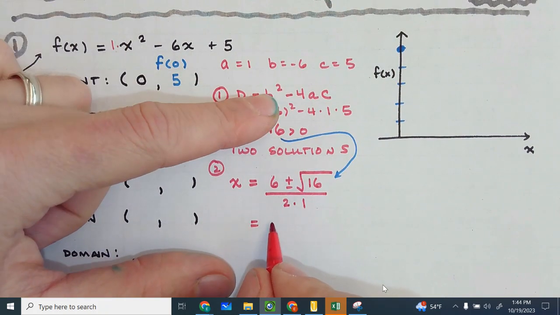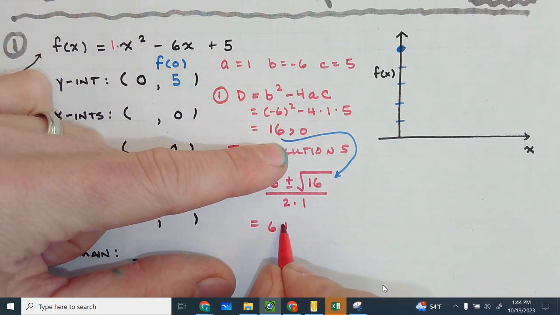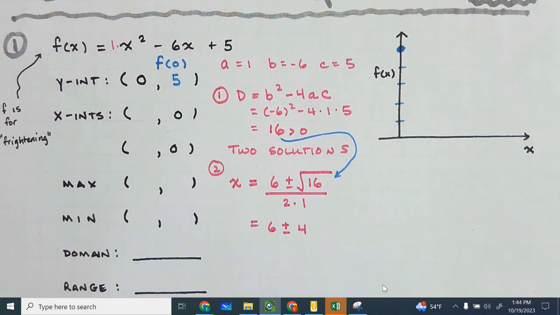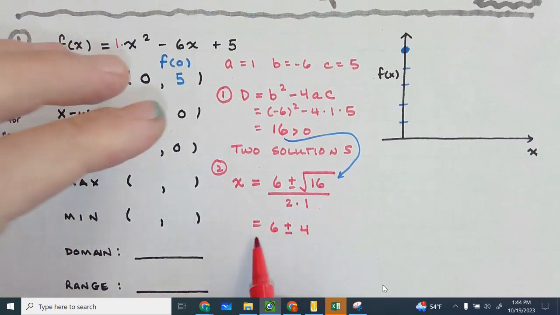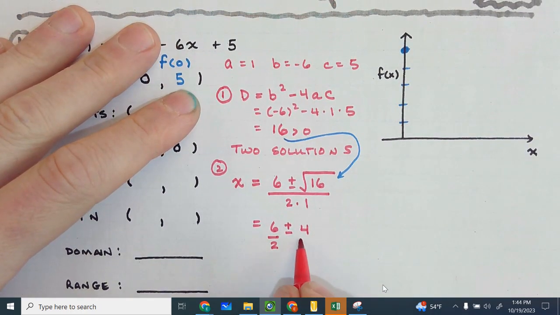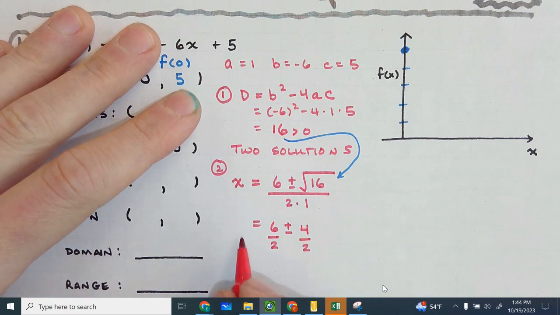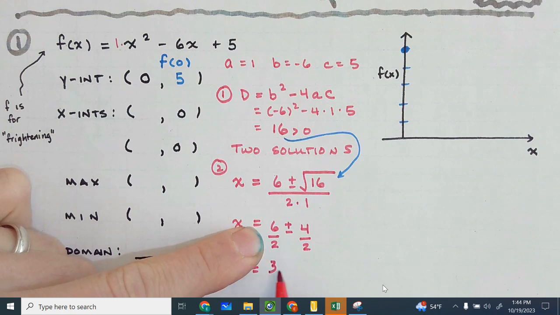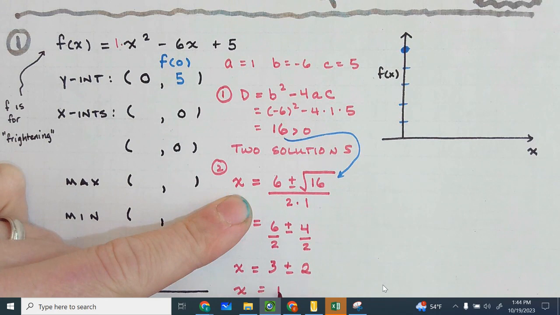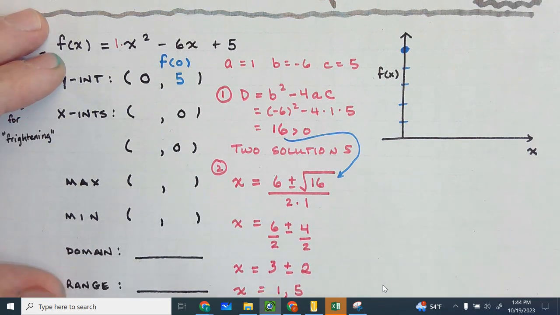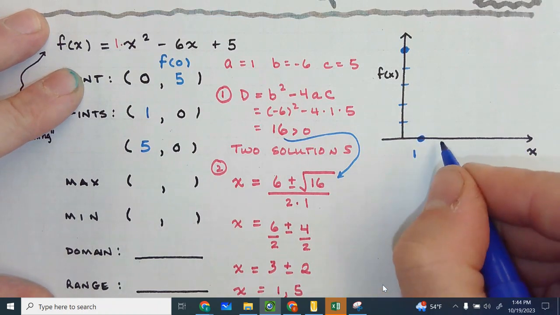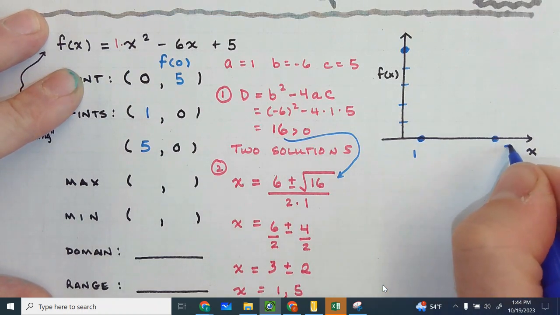So now that simplifies to 6 plus or minus the square root of 16, which is 4, in the numerator. The denominator, both of these are being divided by 2. So put a 2 here and a 2 here. And we get that the x-intercepts are 3 plus or minus 2, which means x is going to be equal to either 1 or 5. There's 1, 2, 3, 4. There's 5.